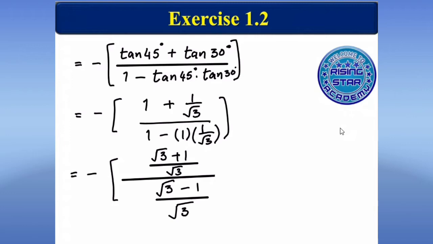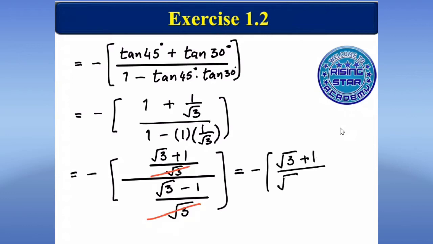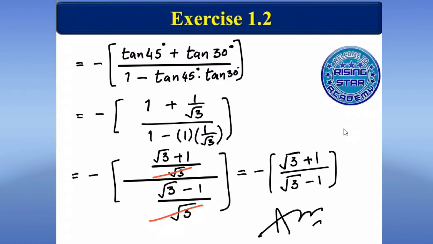Now, we will cancel out the denominators because they are the same. So now we have only the numerator value. So negative of square root 3 plus 1 over square root of 3 minus 1. So that would be our final answer. Move to the next part now.